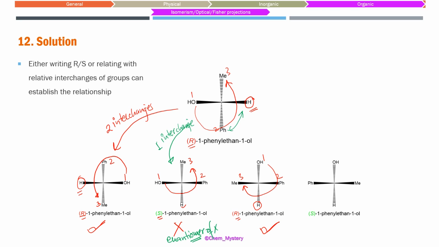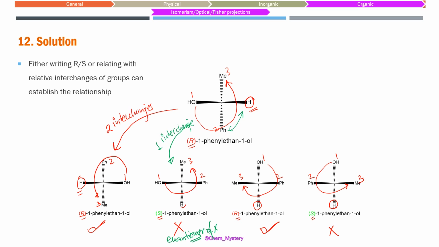So this is locating the different groups onto the chiral center, and we can say how many interchanges were being done while doing so. That can give us an idea which of these two compounds are the same and which of these two compounds might be different. Now we are taking up the last question for the day.